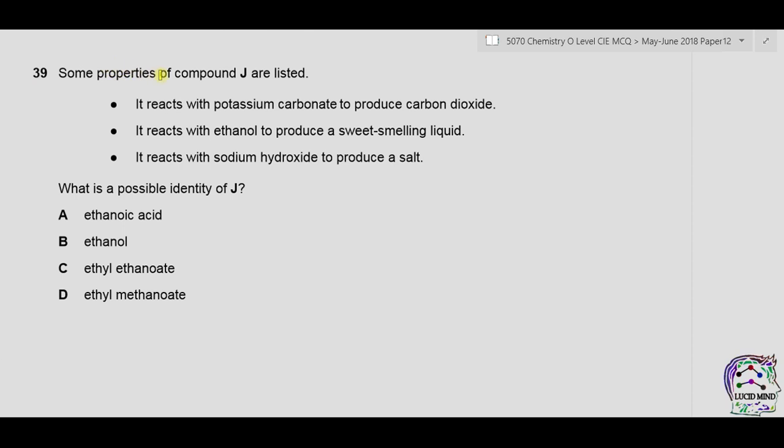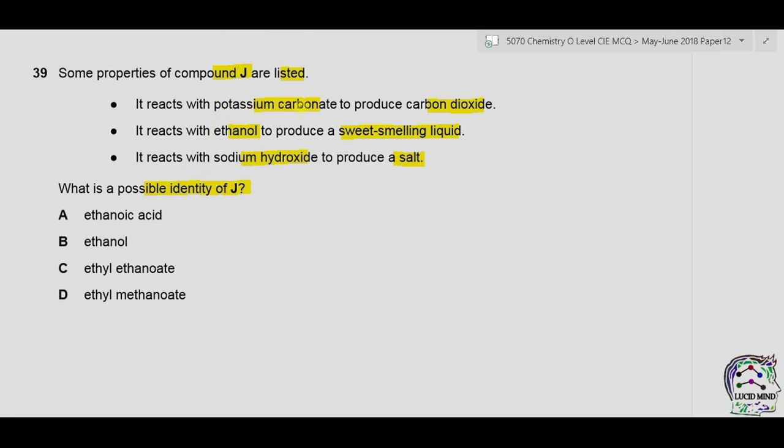Question 39. Some properties of compound J are listed. Number 1 is that it reacts with potassium carbonate to produce carbon dioxide. Second is that it reacts with ethanol to produce a sweet smelling liquid. Third is that it reacts with sodium hydroxide to produce a salt. What is the possible identity of J?